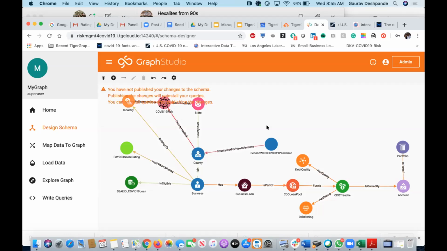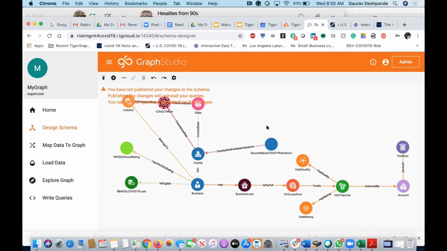Two more questions, Gaurav, before we wrap up. The next one is, how do I use the risk management graph model with the machine learning platform? I was hoping somebody would ask that question.